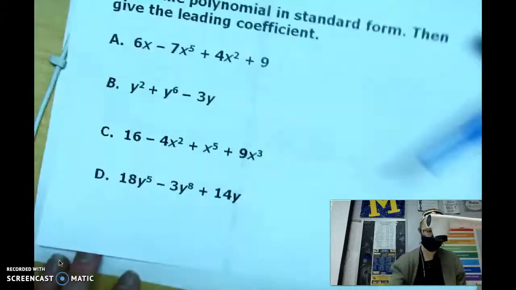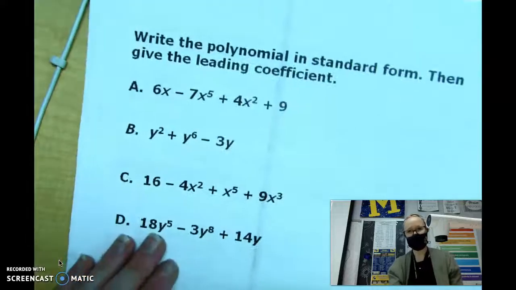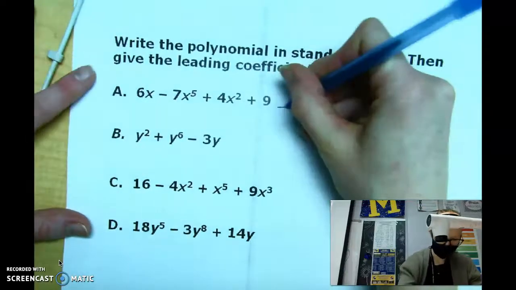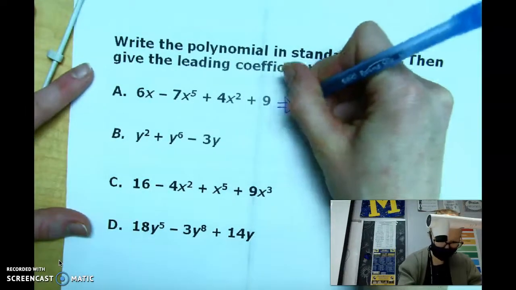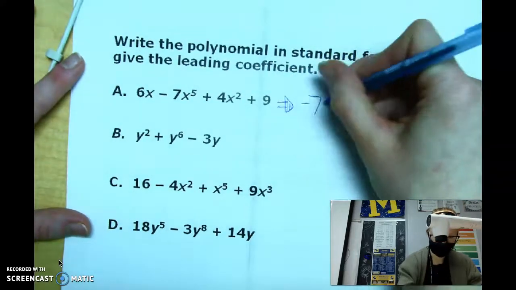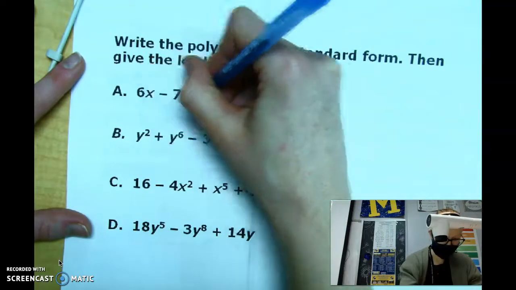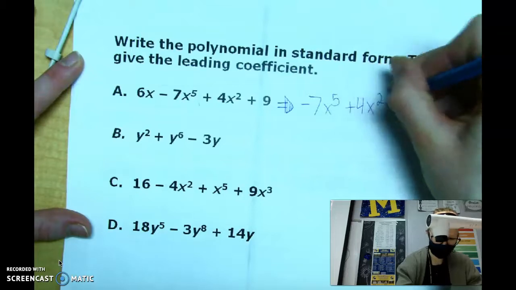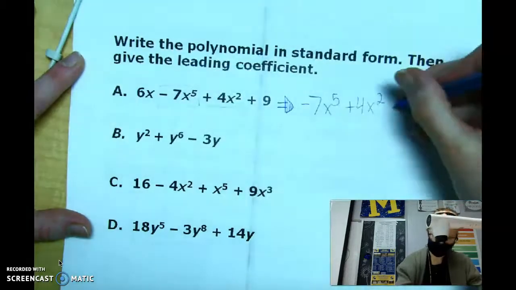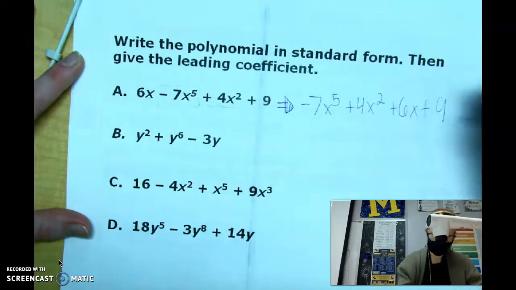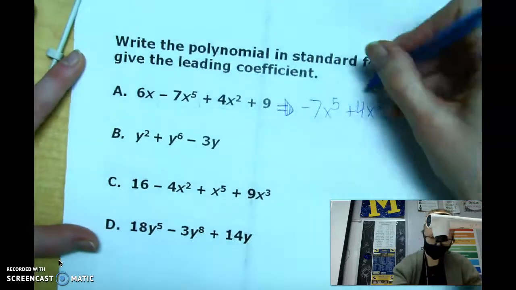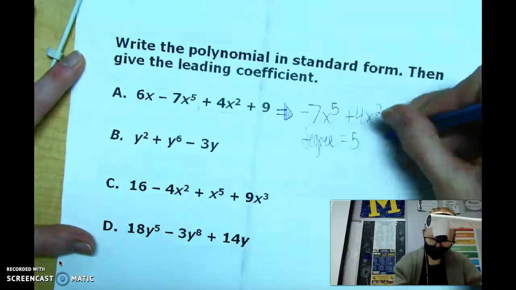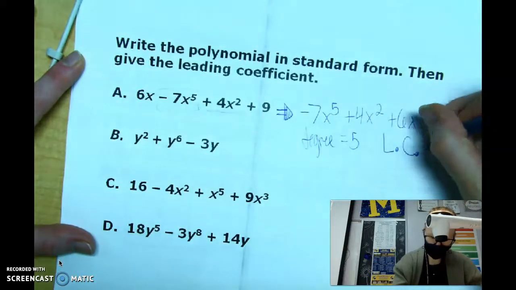to some examples. Once again, putting the polynomials in standard form means you have to put them in order from highest degree to lowest. So what should my first term be? Good. Make sure you're taking the sign in front of it first, right? And then we have a positive 4x squared, that would be the next degree. And then the 6x, and then the 9. So this is in standard form. What's my degree? My degree is the biggest degree that I see, which is 5. And my leading coefficient is -7.